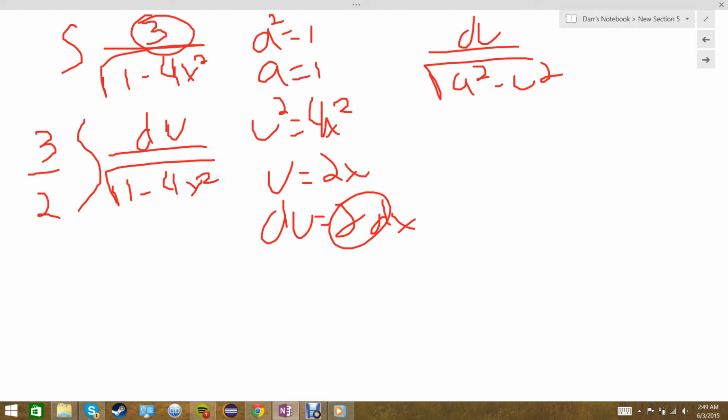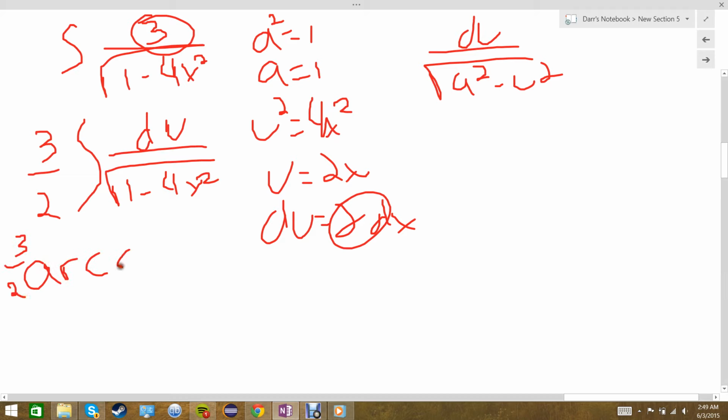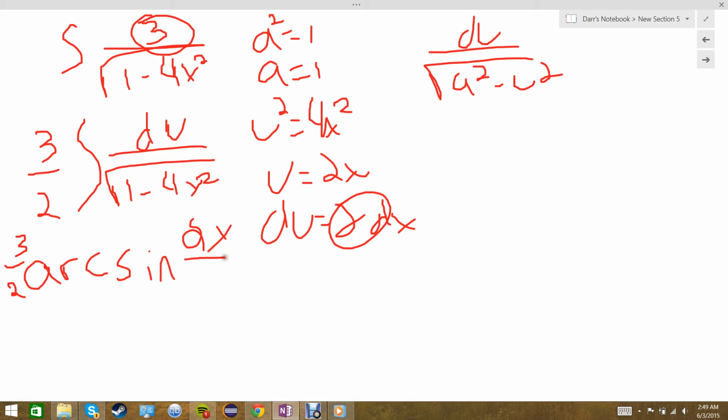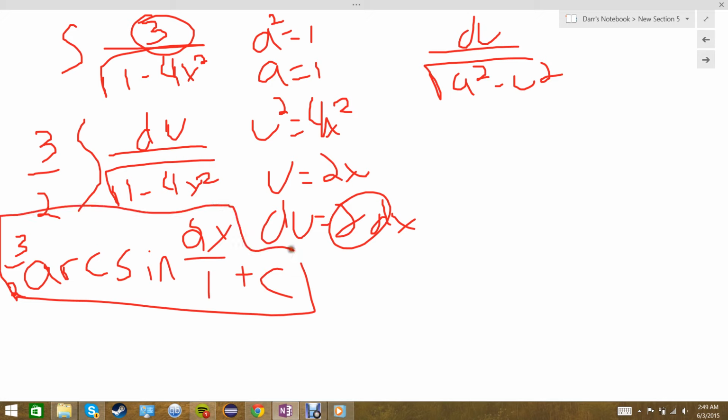So since this looks like arc sine, we're going to do arc sine, let's not forget the 3 over 2, arc sine u over a, which is 2x over 1 plus c. And that is your answer for this problem.